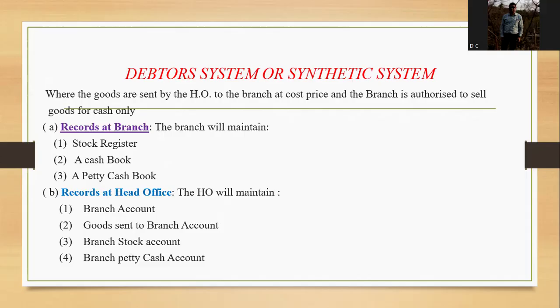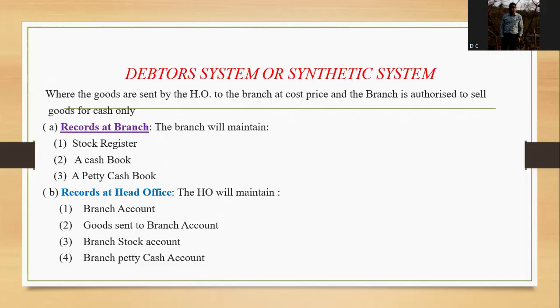Head office has to prepare the branch account. I've already discussed that, because every head office has to prepare a branch account. Under the branch account, profit and loss will be ascertained separately for each branch. Then the head office will maintain another account, the goods sent to branch account: how much goods are sent by the head office to the branch, and how much goods are returned by the branch to the head office.